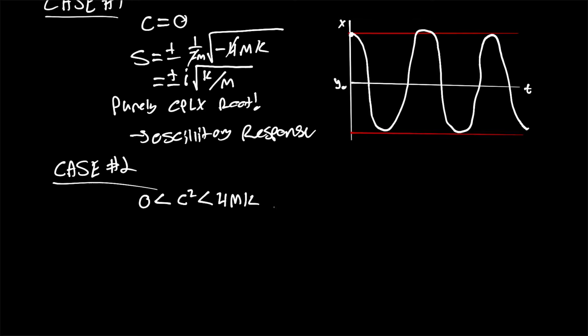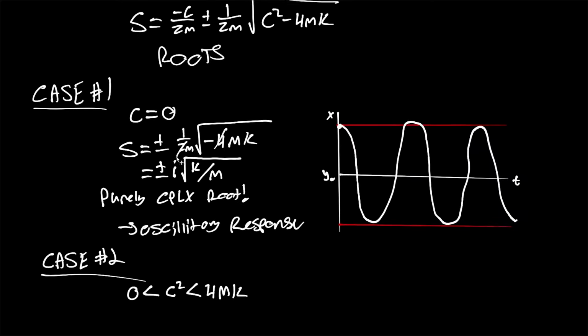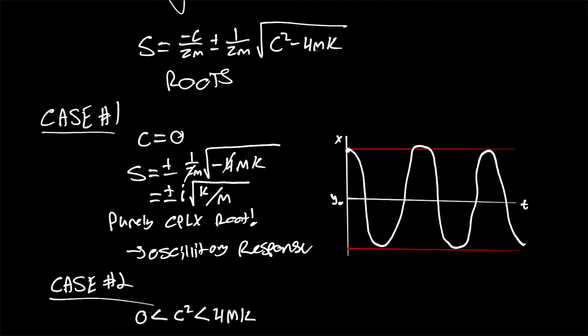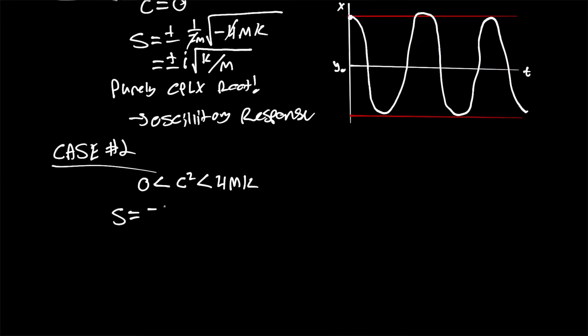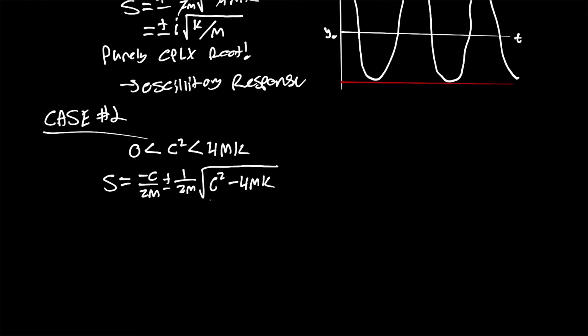So if we have our value of c somewhere between 0 and the square root of 4mk, then when we take a look at our roots here, c squared minus 4mk is not going to be completely canceled out, but it is going to be negative. And since c, by definition, has to be a positive value, when we plug it in here, this is going to be a negative value. So therefore, our roots are going to look something like this. It's important to note here, this is going to be negative.